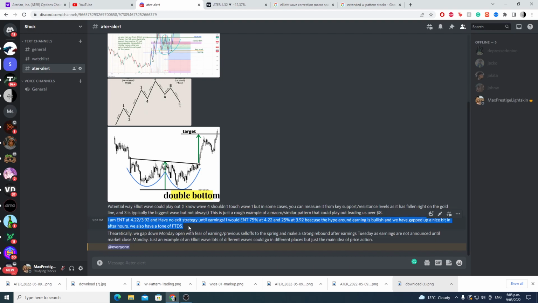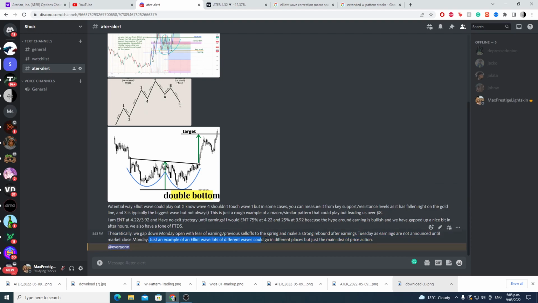We also have a ton of FTDs. Theoretically, we gap down at market open with fear of earnings and previous sell-offs to the spring, and make a strong rebound after earnings on Tuesday, as earnings are not announced until after market close on Monday. It's very important that you realize earnings are after market close on Monday. So a lot of people could be scared or a lot of people could be bullish. It's one of those times where no one can really predict what's going to happen. So just look out for this.